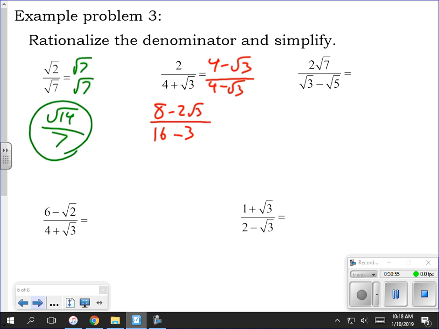Look, no more radicals in my denominator. That's what I want. I don't care about my numerator. I just don't want radicals in my denominator. If they happen to disappear in the numerator, whoo, but that doesn't happen very often. So, take this one more step, combine my denominator. I get 8 minus 2 root 3 over 13. Piece of cake.